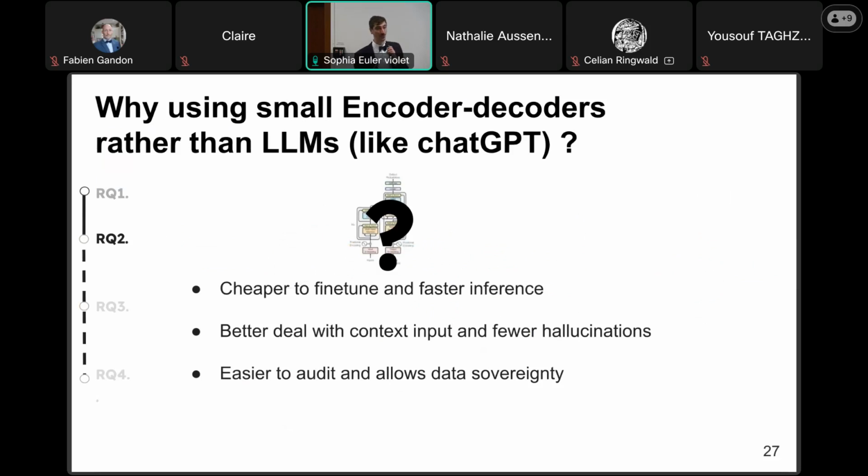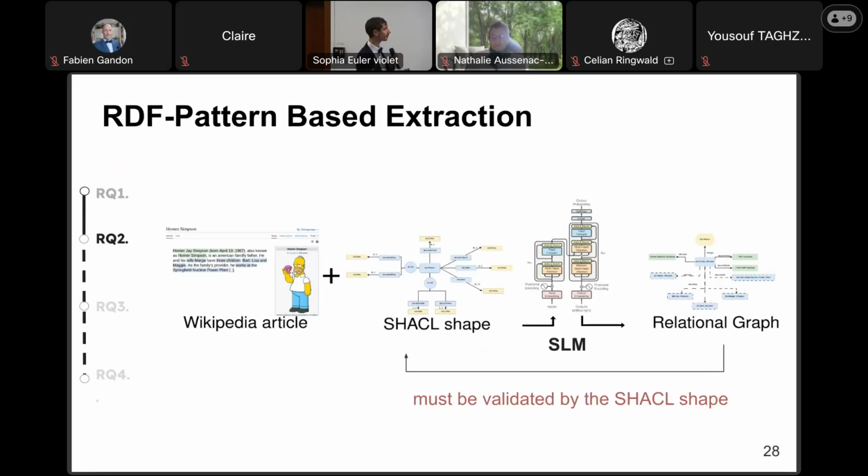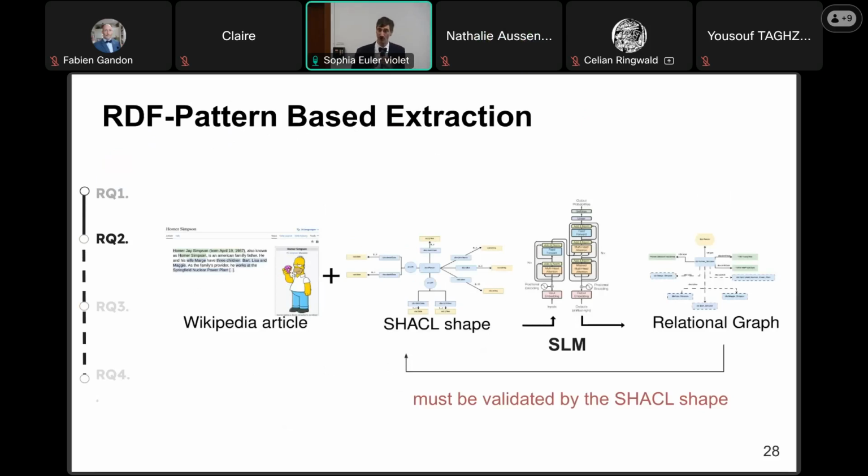So why use a small encoder-decoder rather than a large language model like ChatGPT? For several reasons that came from our understanding of this state of the art. First, they are cheaper to fine-tune and faster in inference. Secondly, they deal better with context input and they produce fewer hallucinations. And finally, they are easier to audit and they allow data sovereignty. So, okay, we have a concrete new task and a new process, and we also propose to now use our SHACL shapes to validate all the graphs that will be generated by our model.